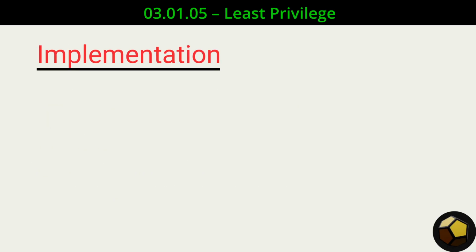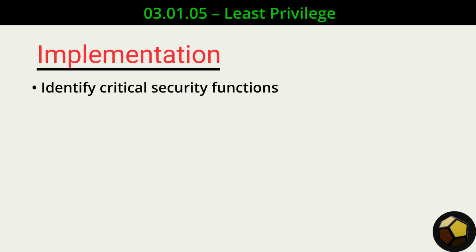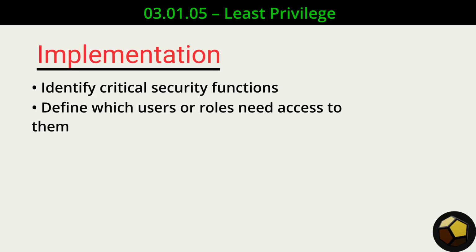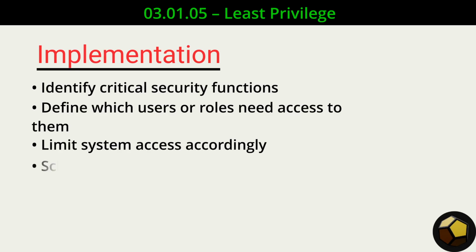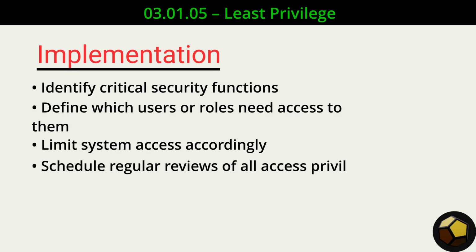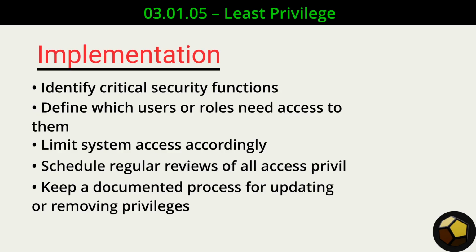To implement this control effectively, identify the critical security functions in your environment. Define which users or roles need access to them. Limit system access accordingly. Schedule regular reviews of all access privileges. Keep a documented process for updating or removing privileges.